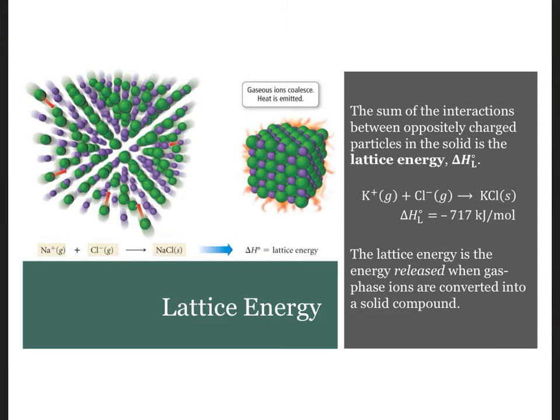We see that the missing quantity that describes the favorable formation of the solid lattice of alternating potassium cations and chloride anions is the lattice energy. Formally defined, the lattice energy is the energy released when gas phase ions coalesce into a solid ionic compound. Note how we describe this in the equation here. Since the energy is released, this will always be an exothermic process as indicated by the negative enthalpy term.